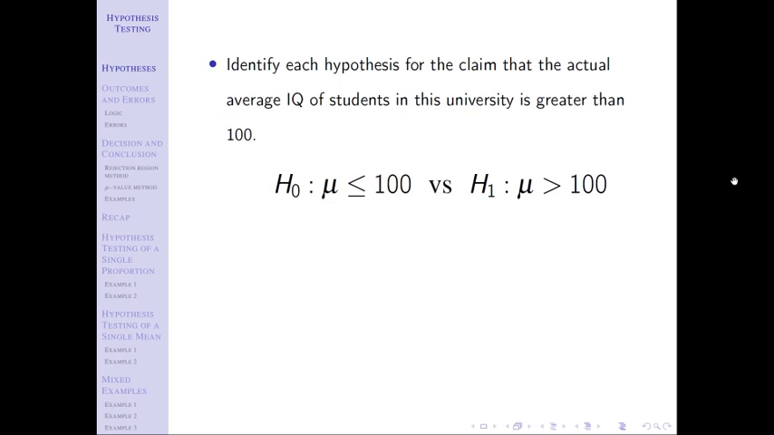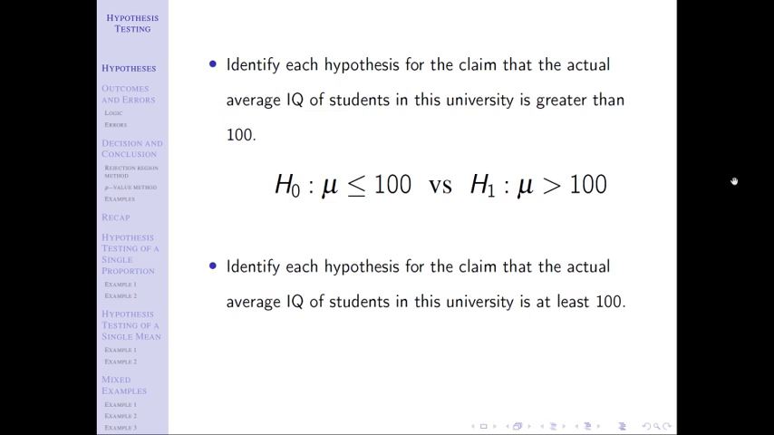And then in my last one, we have the claim that the actual average IQ, again, mu, of the students in this university is at least 100. The "at least" translates to greater than or equal to. So again, if you're a little fuzzy on that, make sure you're fresh on at least, at most, greater than, less than, how we get those into symbols. Okay, so again, if you want to write out to the side, claim is mu greater than or equal to 100. Go back to my worksheet at the top.